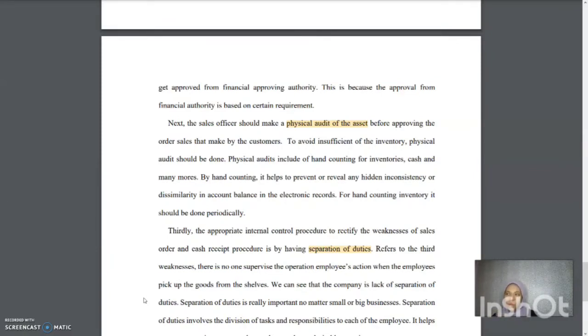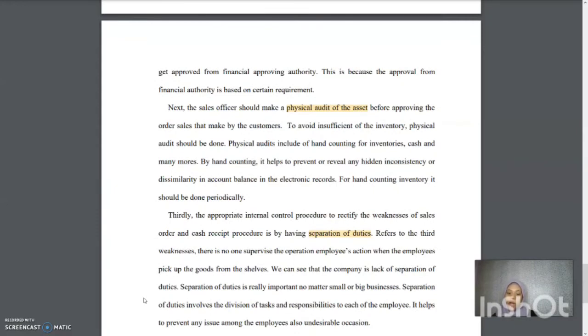As we know, separation of duties is really important, whether in a small business or in a big business. Separation of duties involves the division of tasks and responsibilities to each of the employees. It also helps the company to prevent any issues among the employees, and also undesirable occasions.